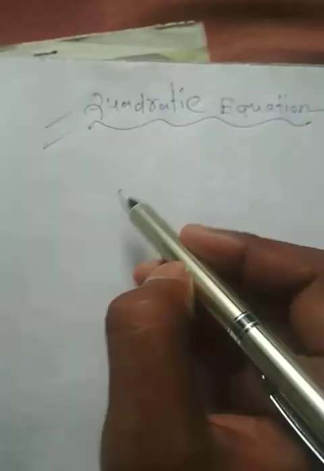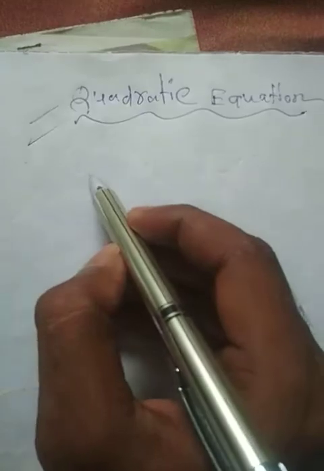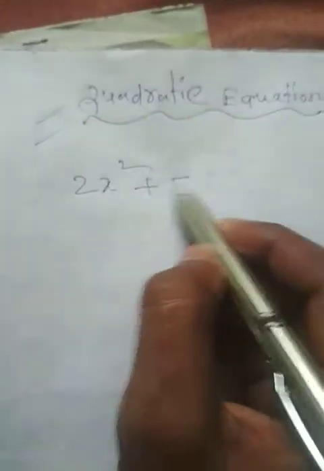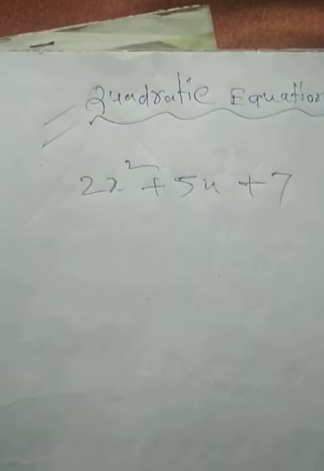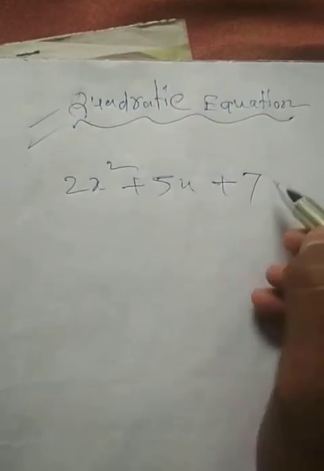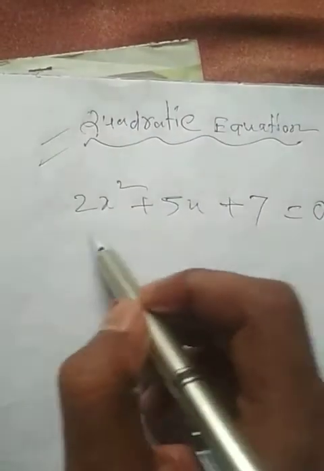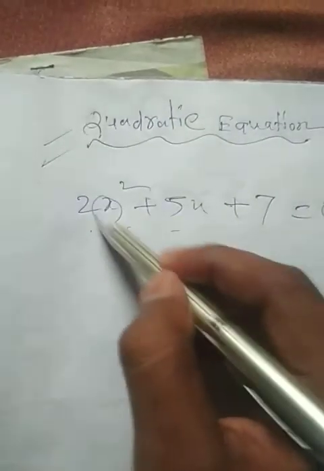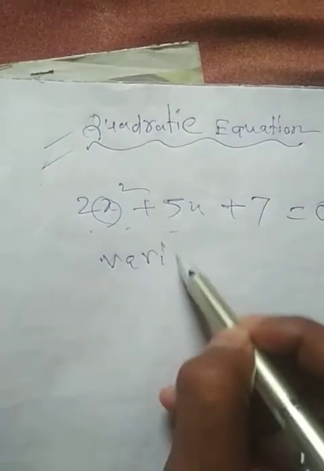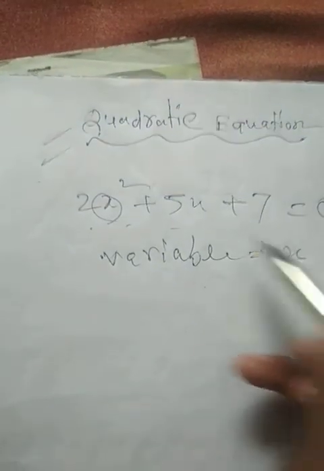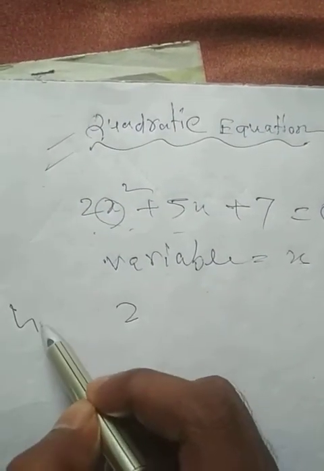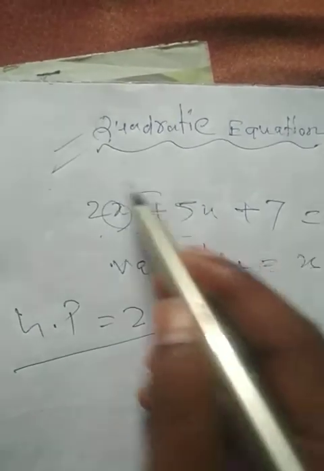Quadratic equation. What is quadratic equation? If the equation has one variable and the highest power is 2, like 2x square plus 5x plus 7. In this equation, you can check it out. Only one variable is there, that is x, and the highest power is 2. So this type of equation is known as quadratic equation. You have to know first what is quadratic equation.